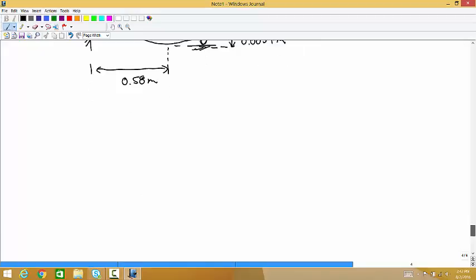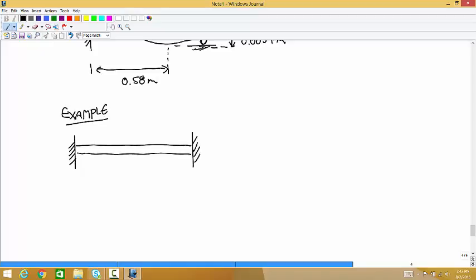Okay, well, let's stop for today, but tomorrow we'll do an example where we put all this together. So let's say we have a bar. It's 2 meters long. And at the midpoint, we have a torque and a downward force. So let's say we have a downward force of 5,000 newtons and a torque of 2,000 newton meters.